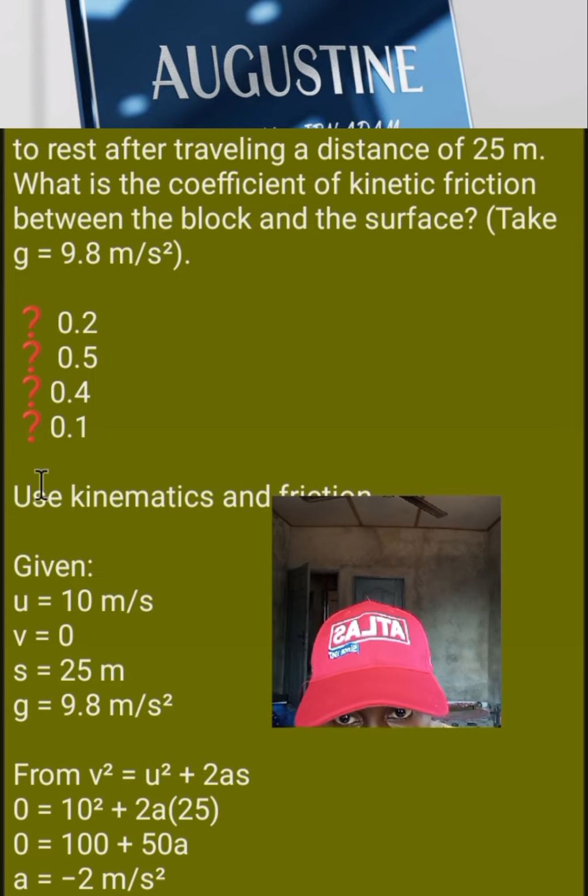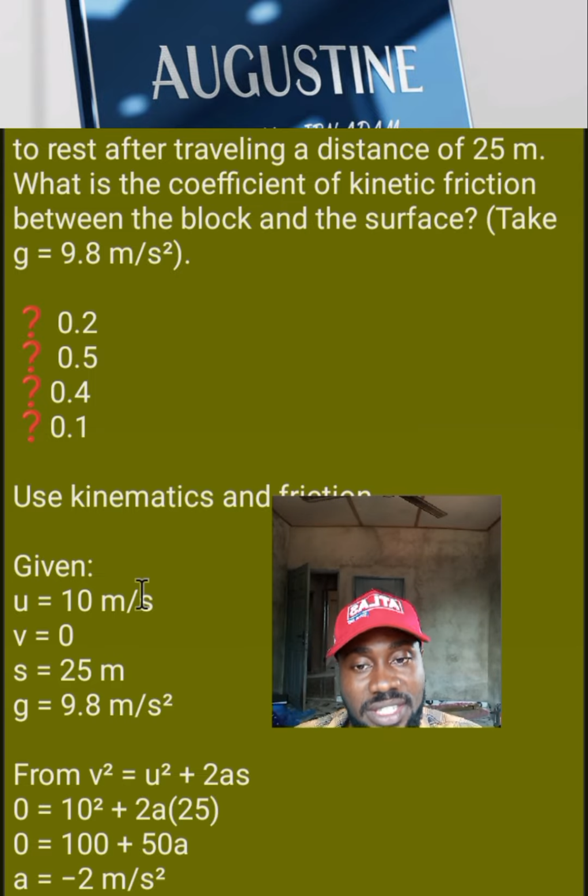See it here: 10 meters per second. Okay, 10 meters per second. That is the initial velocity. So the final velocity now is 0. Why is the final velocity 0? Because if you read the question, you see where they say it comes to rest.